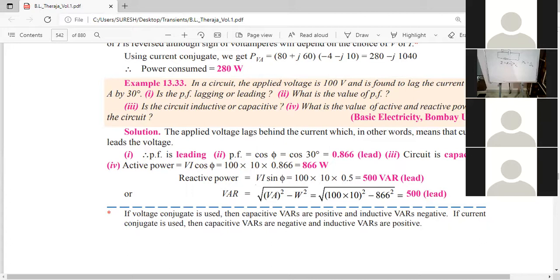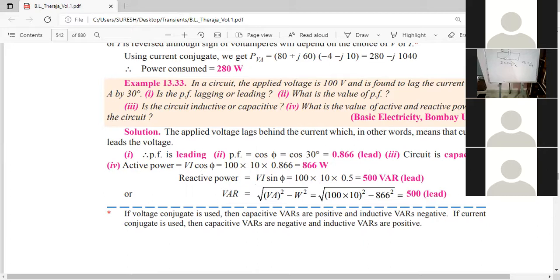What is the power factor formula? Cos phi. What is phi given in the problem? 30 degrees. What do you mean by phi? Write down. Phi is the angle between voltage and current. Phi is called the power factor angle, the angle between V and I.